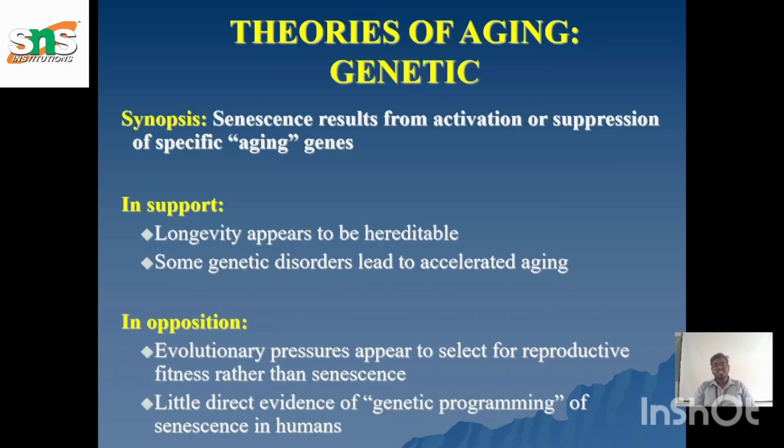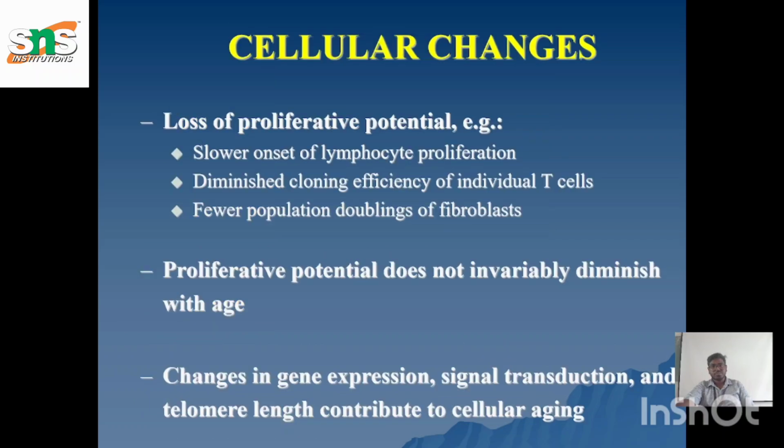The genetic theory of aging: aging results from activation or suppression of specific aging genes. In support, longevity appears to be heritable, and there are some genetic disorders leading to accelerated aging. In opposition, evolutionary pressures appear to select for reproductive fitness rather than longevity, and there is little direct evidence of genetic programming of senescence in human beings.